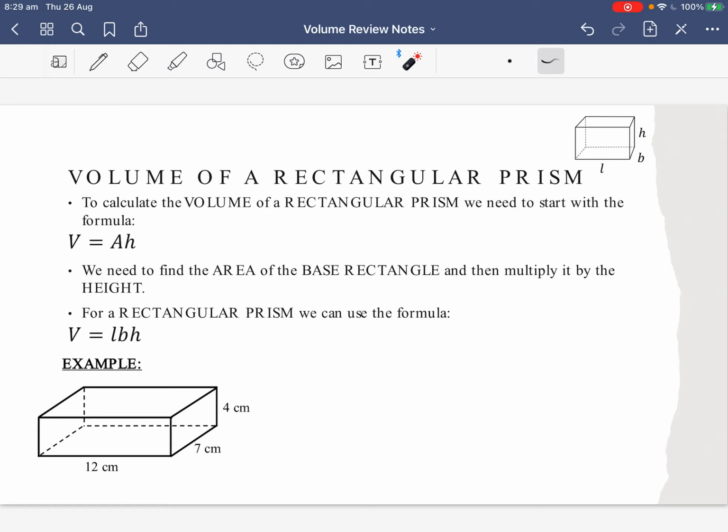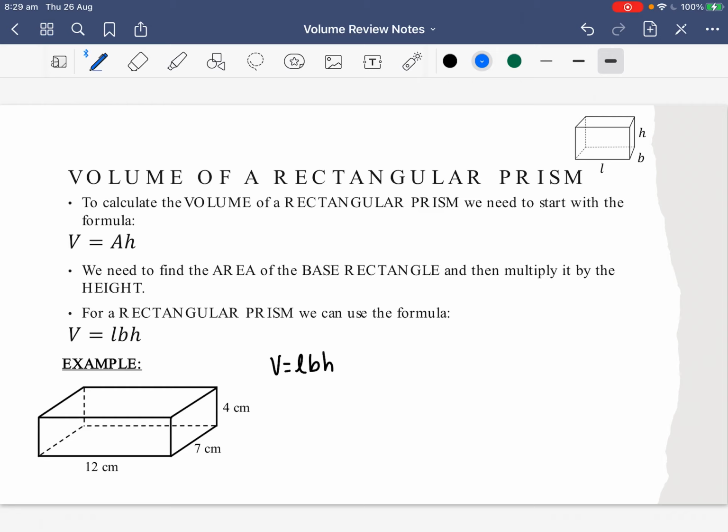Now let's have a look at the volume of a rectangular prism. To calculate the volume of a rectangular prism, we again start with V equals AH. What we need to do is find the area of the base rectangle, so that's this rectangle here, and then multiply it by the height. For a rectangular prism, we can use the formula V equals LBH. This is where LB is our area formula for our rectangle.